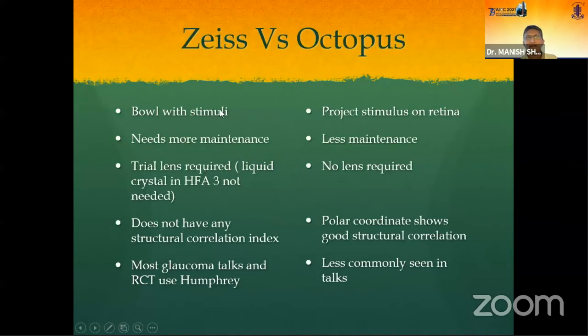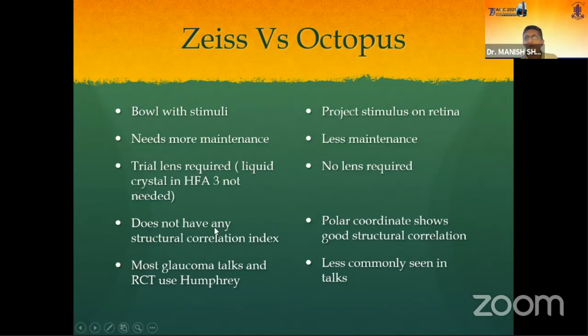So if you compare the Zeiss and the Octopus, this is a bowl, this is a projection. This needs very close maintenance, much less maintenance here. Trial lens is required in all the other models. Only in the liquid lens crystal model of HFA3, it is not required. Here, no trial lens is required. It does not have any structure correlation index. In the Octopus, you have the polar coordinates, which give you structure correlation to your functional perimetry.